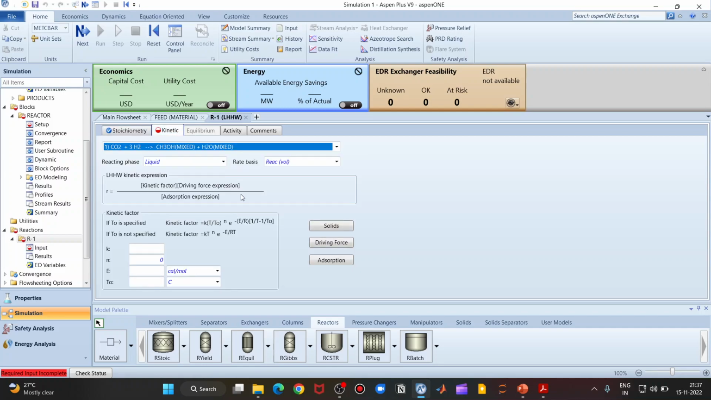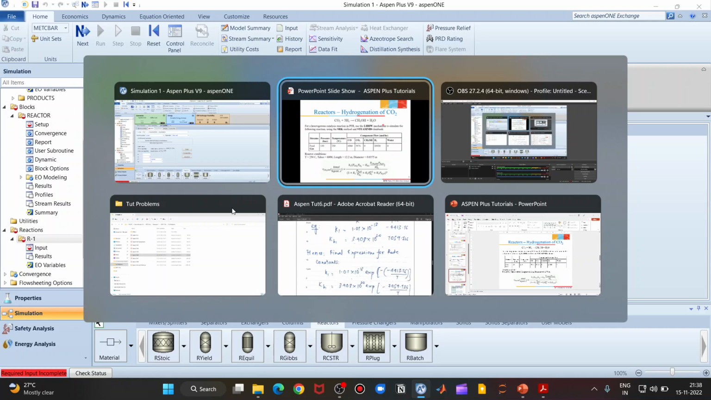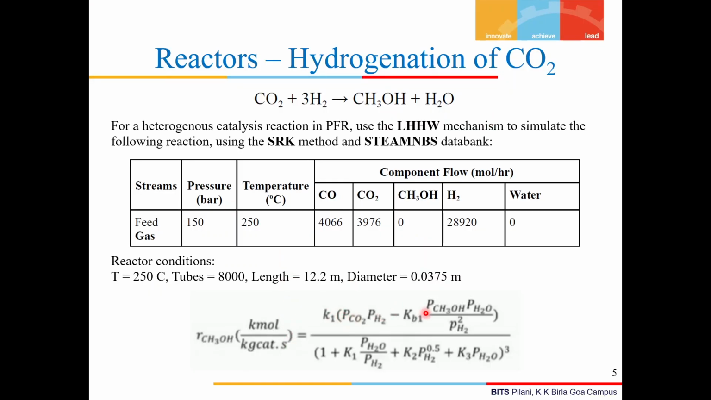Okay, so here since we are working on the LHHW kinetic model, there is an expression like R is equal to kinetic factor into driving force expression divided by adsorption expression. Now let's focus only on the numerator part. So just ignore the denominator part. In the numerator we have two terms, kinetic factor multiplied with driving force expression. So let's go and see the rate expression which is given. If you don't consider the denominator for the time being, just focus on the numerator part.